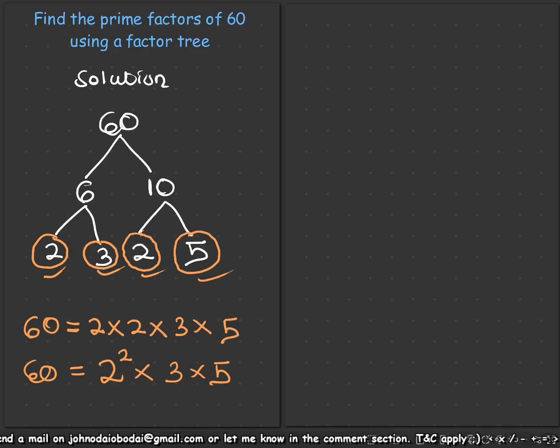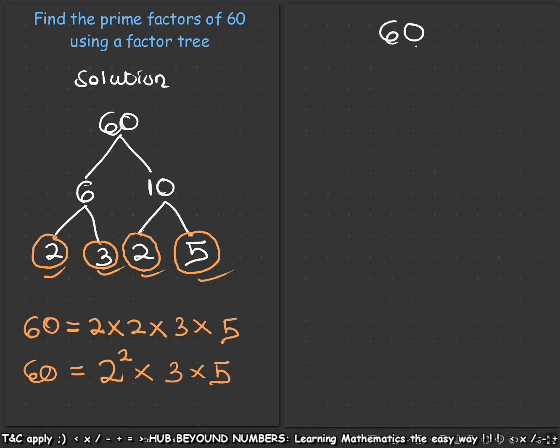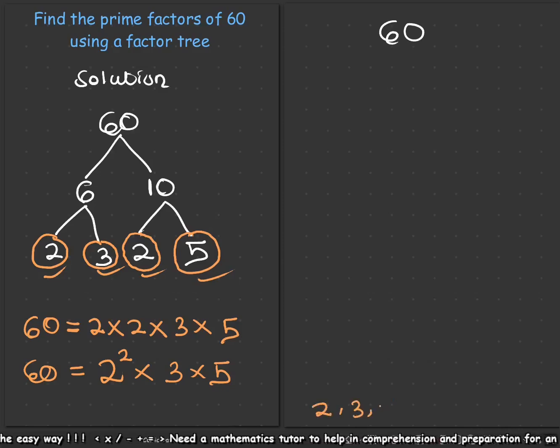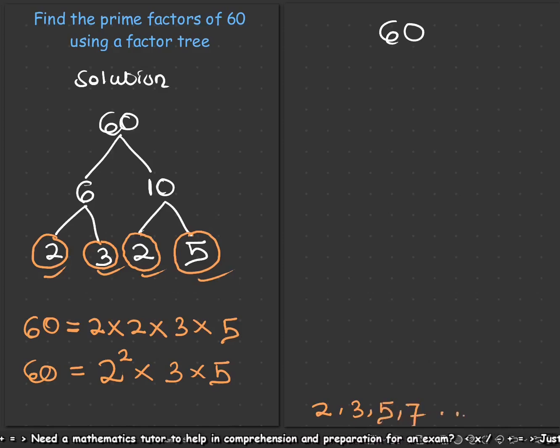This is one method of using the factor tree, where you can use any factor at all. Now, there's another one where, if you write your 60 down, you want to limit yourself strictly to the prime numbers. So we know our prime numbers. I'm writing them down here: 2, then 3, then 5, 7, and it goes on and on.